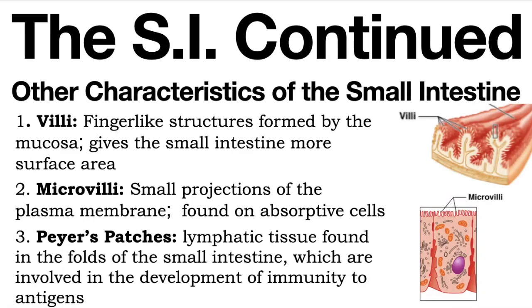Here you have the villi, which are the larger finger-like structures with blood vessels in them to absorb nutrients. You have the microvilli, and then you have the Peyer's patches. Now these are going to be the lymphatic tissues in the folds of the small intestine, which help with immunity. This is something we're going to learn when we learn about the immune system or lymphatic system.